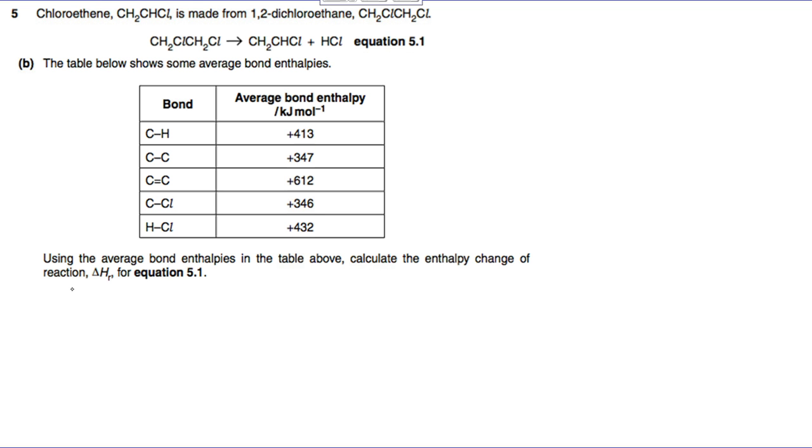Now we know that delta HR is the sum of the reactants minus the sum of the products. This symbol here is a capital sigma. Well, it's meant to be a capital sigma, by the way, for those people who don't do maths at A level. It just means sum of. It means adding them all up. It will become quite obvious what we're doing with those in a second.